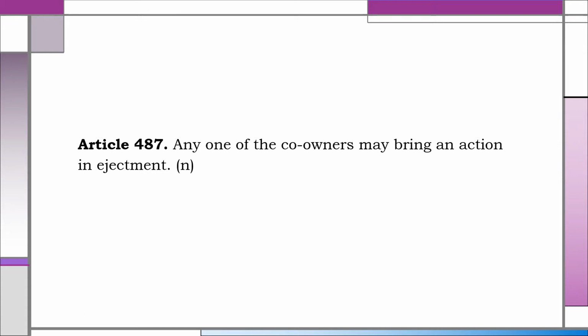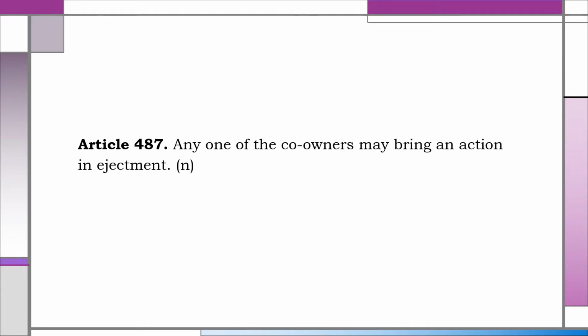Article 487. Any one of the co-owners may bring an action in ejectment. First scenario. A, B, C, D, and E are co-owners of a lot which is being squatted. A files an ejectment suit and A wins. All the other co-owners benefit. Do the other co-owners share in the expense? Answer, yes. One can argue that it is a necessary expense.